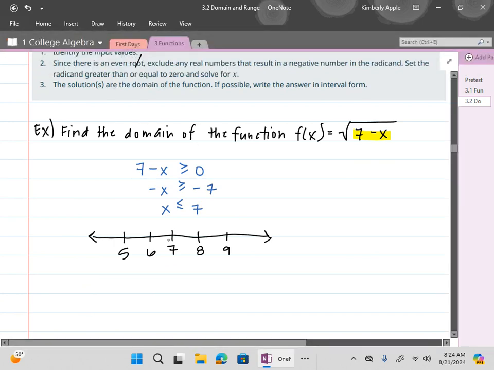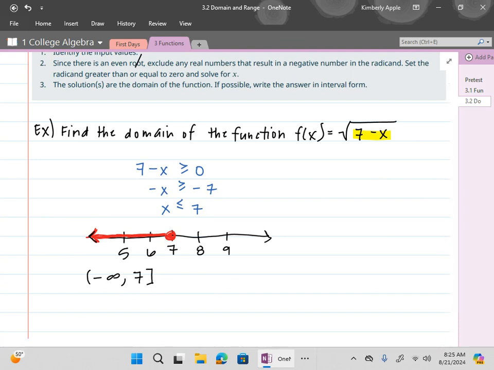All right, so looking at the number line, x is less than or equal to 7. So this would be closed. And then we would include everything here. So the domain of this function, let's write this interval, would be from negative infinity up to and including 7. That's an inclusive endpoint. So we want to make sure to use the bracket, and not the parentheses.